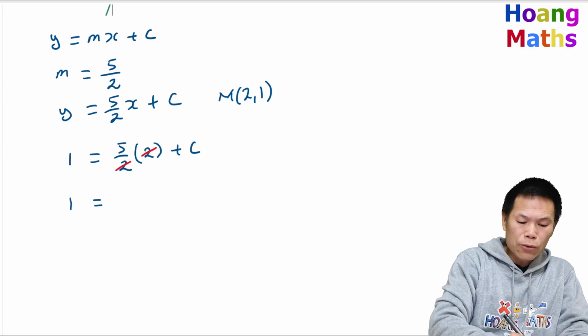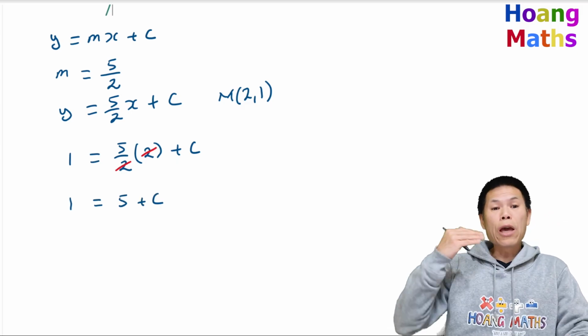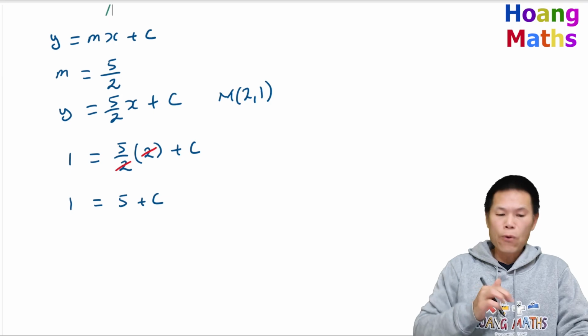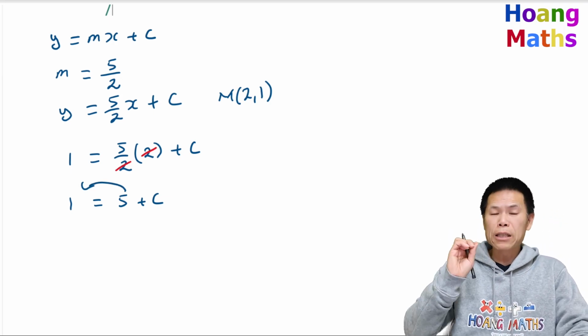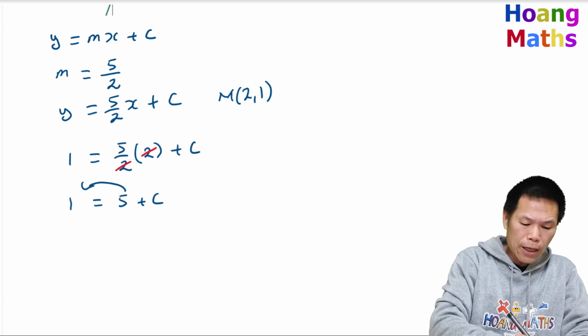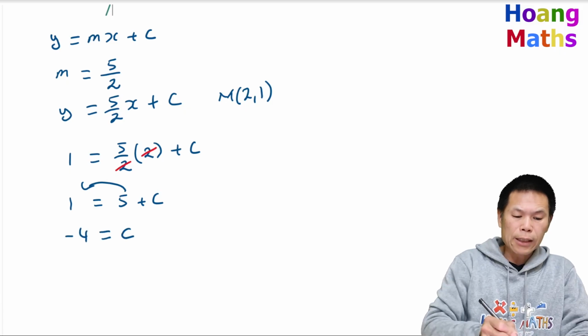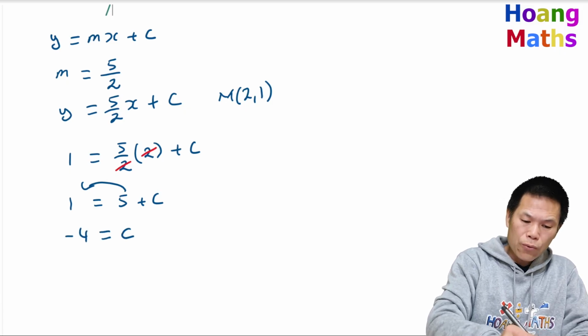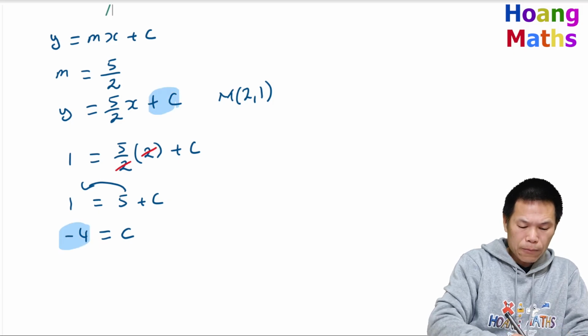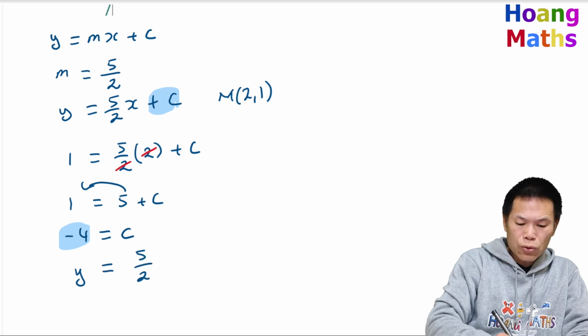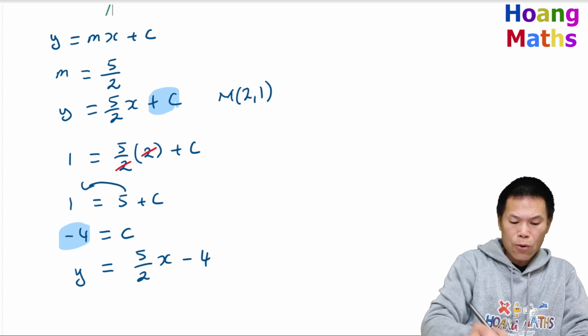1 equals 5 plus c. So therefore, c is equal to negative 4. Otherwise, you can move this to that side, so it becomes 1 minus 5. 1 minus 5 is negative 4. So that is c. So therefore, we just substitute negative 4 into here. So that is y equals 5 over 2 x minus 4.